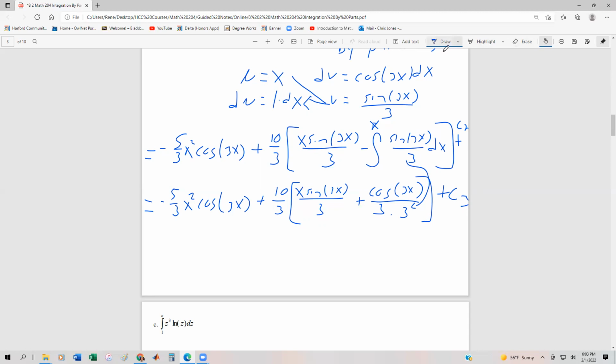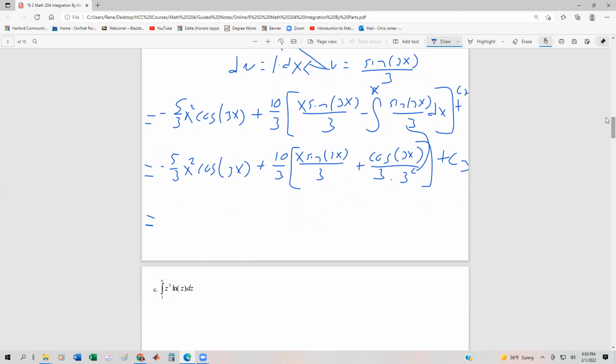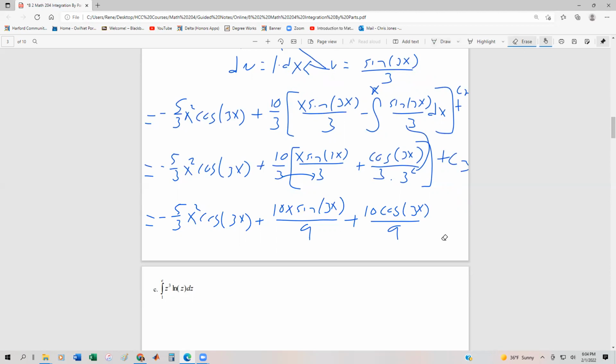Final answer, I'm going to distribute the 10 thirds through. And finally, what we end up with is going to be negative 5 thirds x squared cos 3x plus 10x sine 3x over 9, 3 times 3, and then finally plus 10 cos 3x divided by 9, or sorry, by 27, because we have another 3 outside. And then finally, I'm just going to call it C.